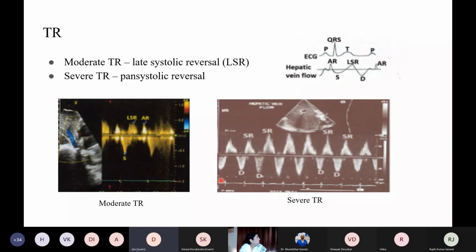Coming to tricuspid regurgitation, again, moderate tricuspid regurgitation will give you initially late systolic reversal, but if it is a torrential TR, it will certainly give you pansystolic reversal, which is shown over here, pansystolic.